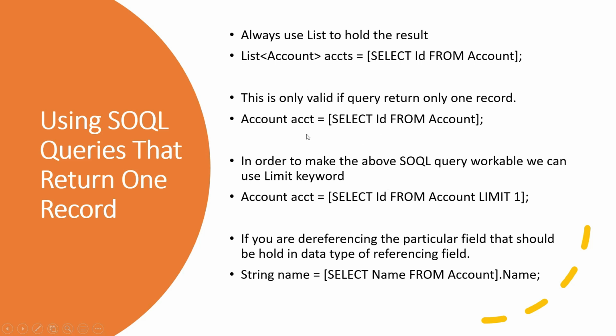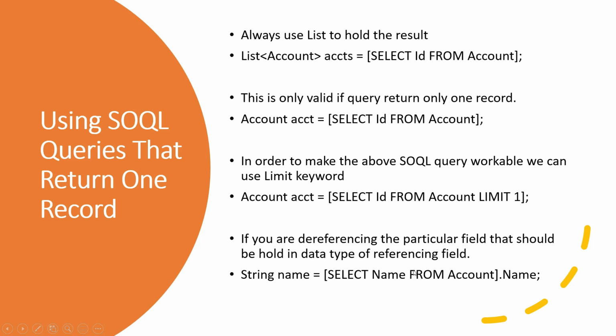So in order to work this statement, we can use the limit: select ID from account limit 1, and we can hold the result in the account object with the variable name we have given, ACCT. If you are dereferencing the particular field, that should be held in the data type of the referencing field, as we have discussed in the earlier example.